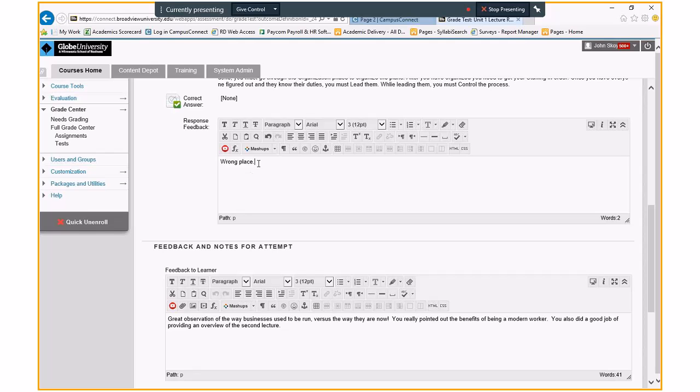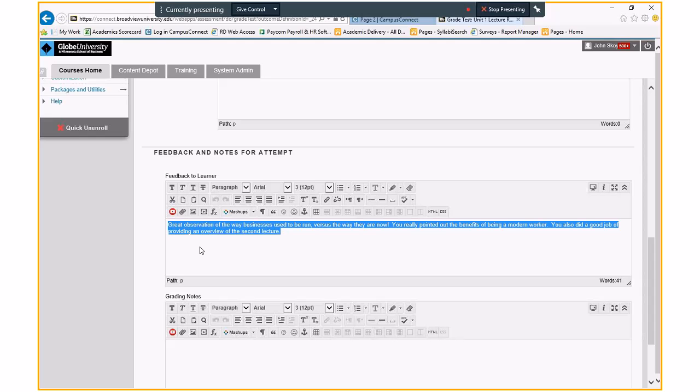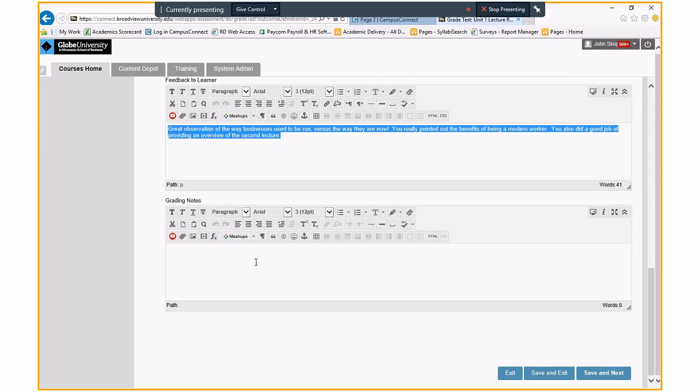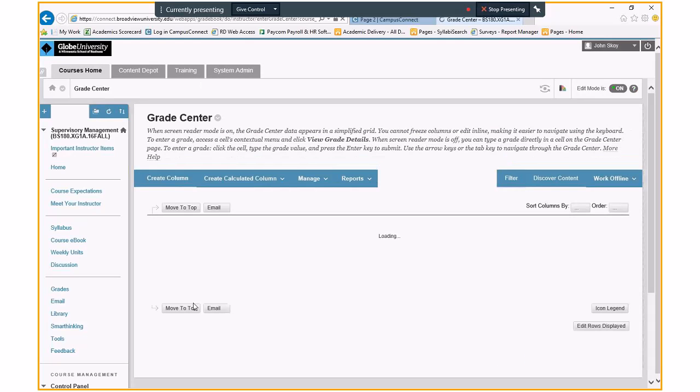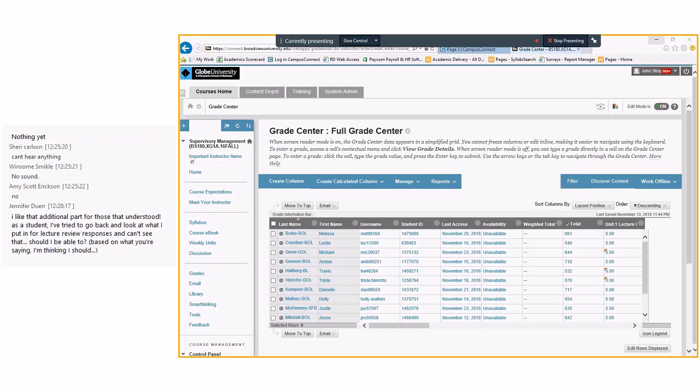What they will do is go into the Grade Center and see what feedback you've left them. That is right here in the second box where it says feedback to learners. So make sure when you're doing these lecture reviews and providing this wonderful, valuable feedback to learners, you're putting it in the second box and not the first or third. That third box is just to give you notes. So you can say, here's some notes I wanted to make on why I graded it the way I did.